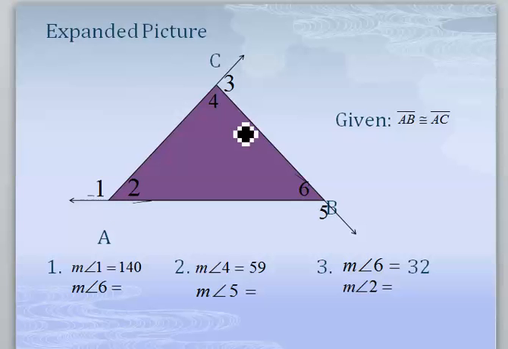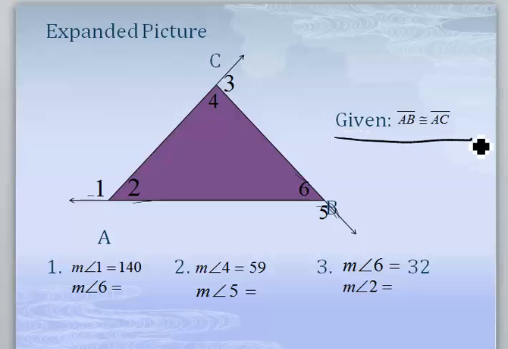So 1 would be 4 plus 6. Angle 3 would be 2 plus 6. Angle 5 would be 2 plus 4. Now, we're going to give you a little more information with this expanded picture and all that information that you already have from the first half of the chapter.